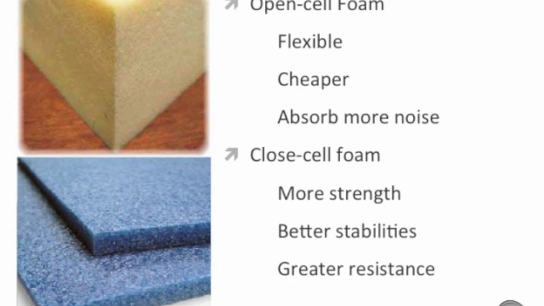Open cell foam is very flexible and soft in comparison. Since the cells are open, they can absorb more noise than closed cell foam. However, they're weaker in strength. Closed cell foam has greater resistance and is denser. Because it requires more material to make closed cell foam, it is also more expensive.